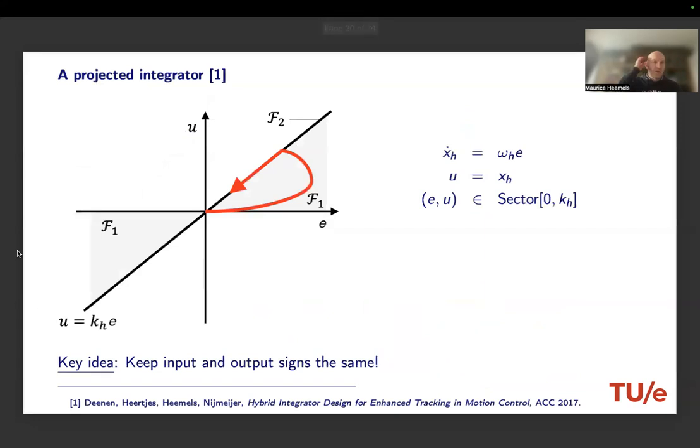One of the ideas that we had, which resembles some ideas that date back to the Clegg integrator: can we do something that makes sure that we always have the same sign of the input? Can we have integrators where the input has the same sign as the output, in other words, integrators that are never pushing in the wrong direction? That's where projection comes into play. The Clegg integrator, dating back to the 1950s, did it by hard resets of the controller state, so the integrator state.